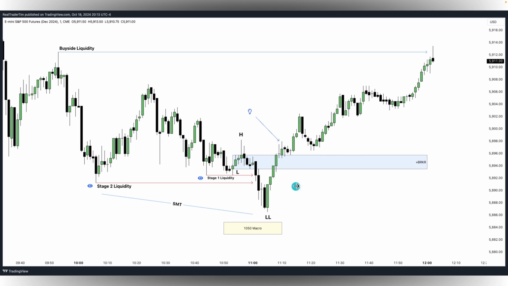Now, what is even better about this setup in terms of just the quality of what we see in price? It's occurring during the 1050 macro. So we're seeing time and price align. And on top of this, recall from part 1 of the high probability breaker series, we're seeing an SMT. So ES here is making a lower low, while NASDAQ was making a higher low. So we're seeing even stronger confluence in why this should be a high probability breaker. We just have to wait for the candle to close above, get long, and deliver us to our buy side liquidity target.